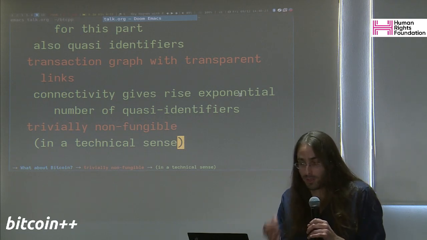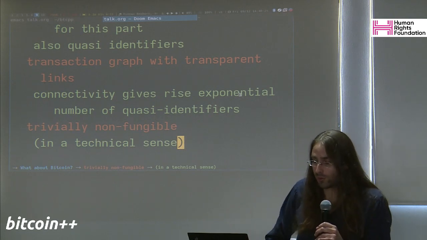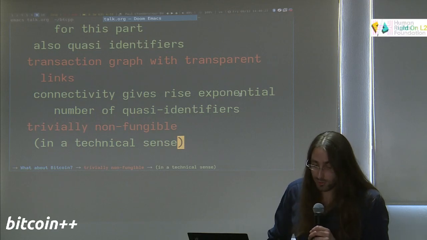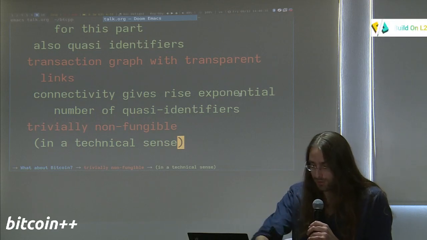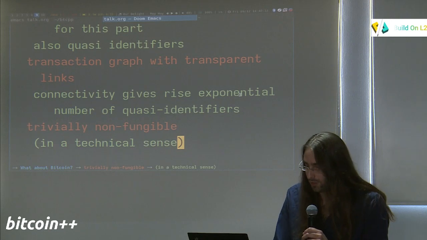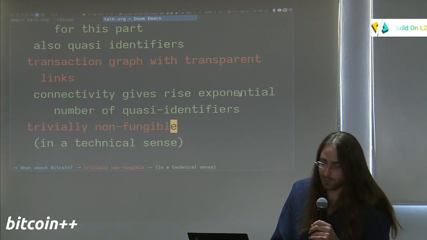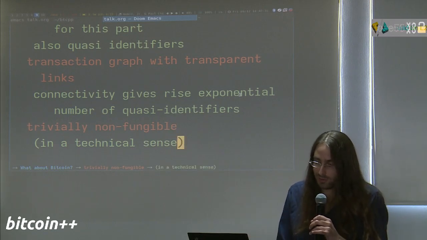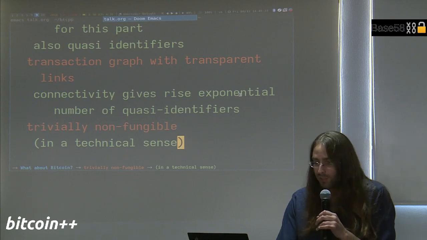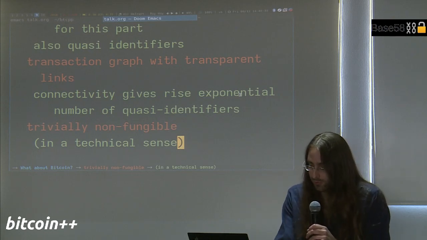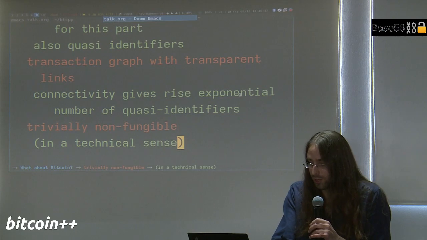So if you want to take a more cautious perspective, generally assume that this kind of information is available. And finally, in a technical sense, Bitcoin coins are trivially non-fungible because they have a unique identifier on the blockchain.